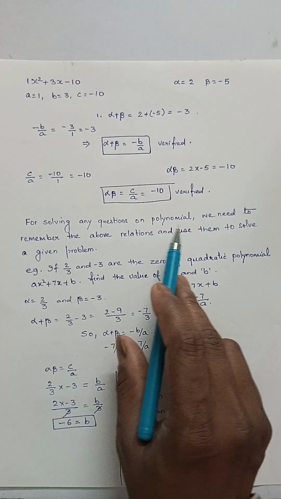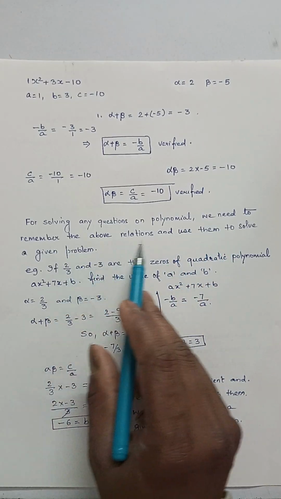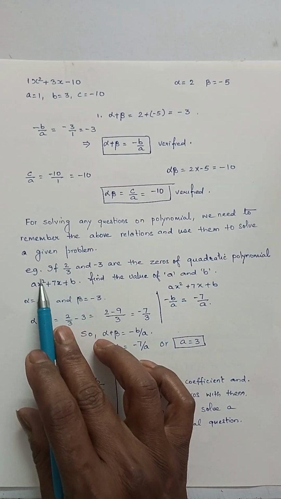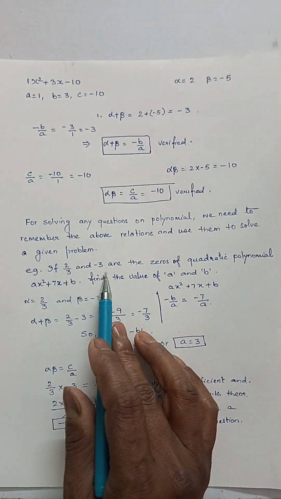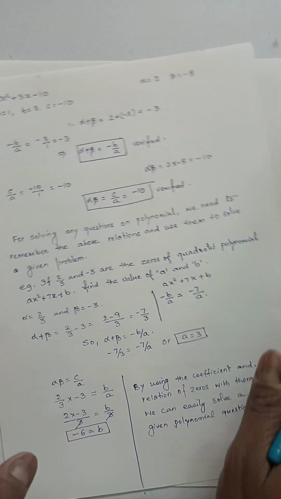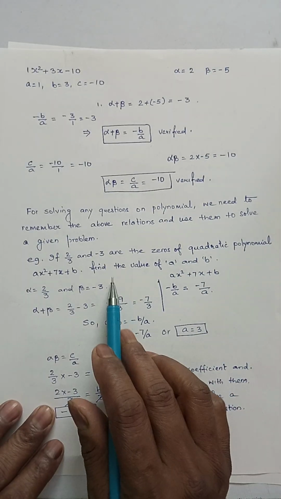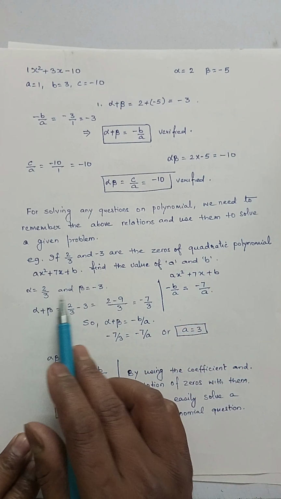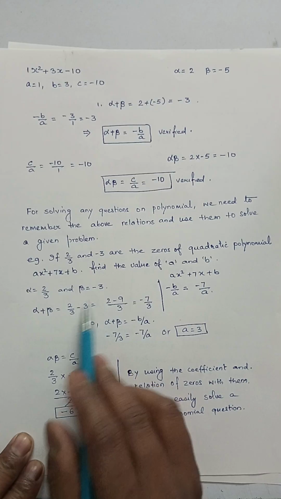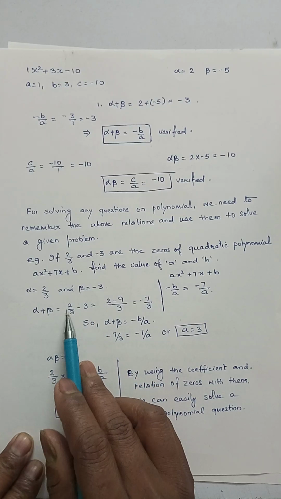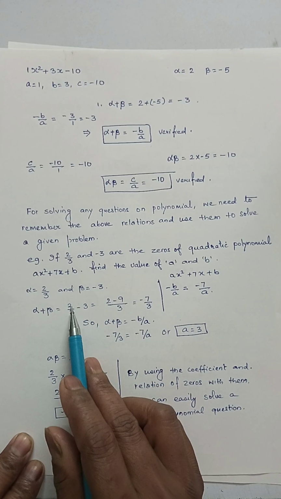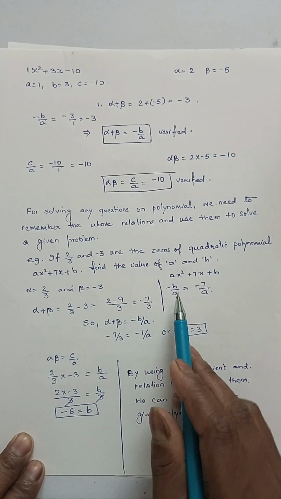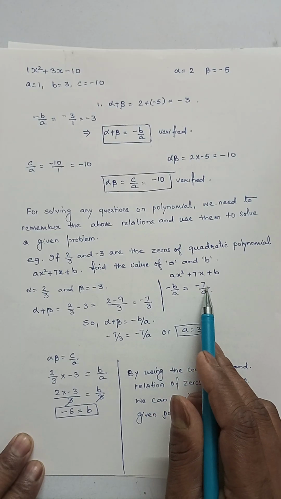For solving an equation on polynomial, we need to remember the above relations and use them to solve the given problem. Example I am taking: if 2 by 3 and minus 3 are the zeros of quadratic polynomial ax square plus 7x plus b, find the value of a and b. We are given alpha equals 2 by 3 and beta equals minus 3. So we are going to find the sum of zeros. On solving it, we get 2 by 3 minus 3 equals 2 minus 9 upon 3 equals minus 7 by 3, whereas we get minus b by a as minus 7 by a.